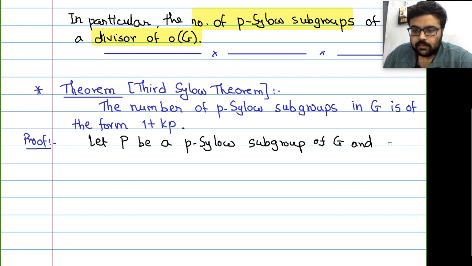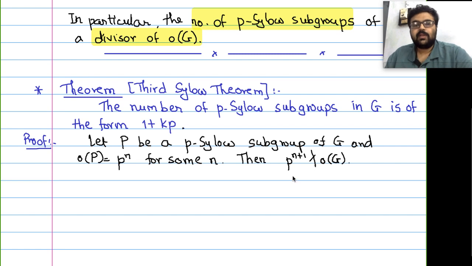And let me write here, order of P is some P power N for some N. Yeah, so then what can we say? Then P power N plus 1, what can we say? That P power N plus 1 does not divide order of G. This is what we can say.